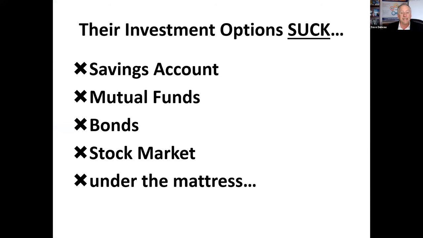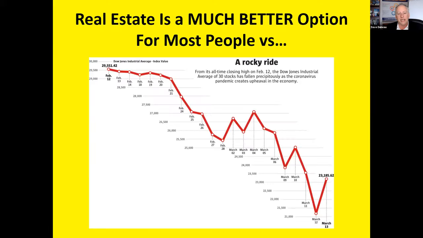Because we see this, especially today, the average Canadian's investment choices suck. Just take a look at this graph. This is what happened in the last week, for crying out loud. Trillions of dollars wiped out. People's retirement funds chopped in half virtually overnight in the stock market. Is real estate cyclical? Yes. Does it have the same ups and downs as the stock market? No, all right? It's definitely not that kind of market.